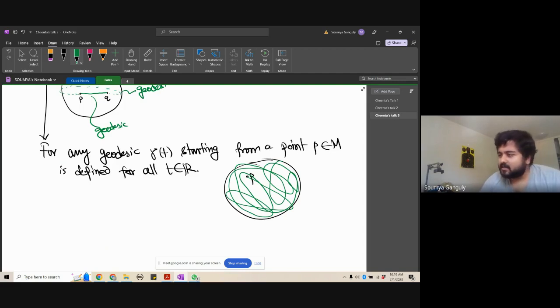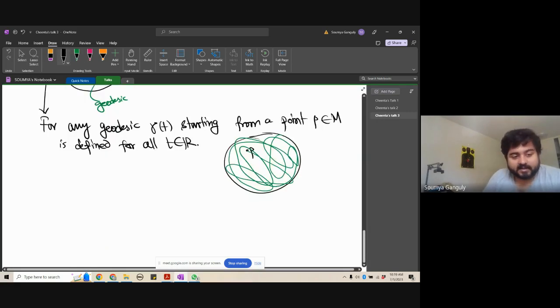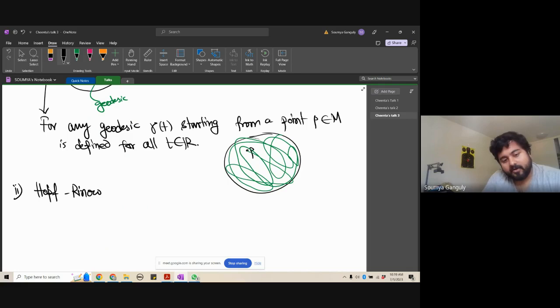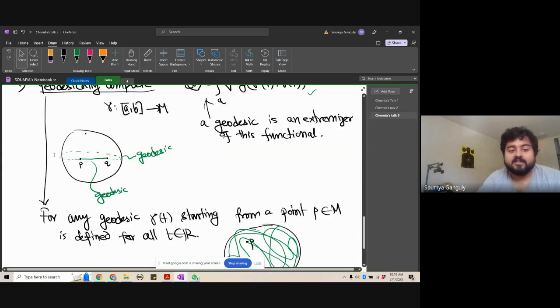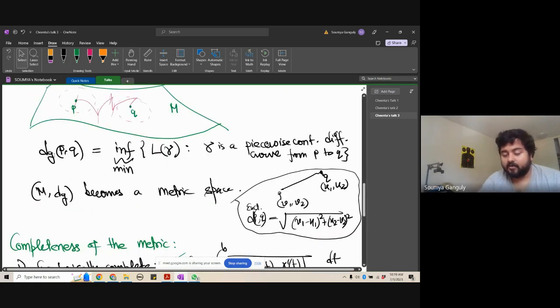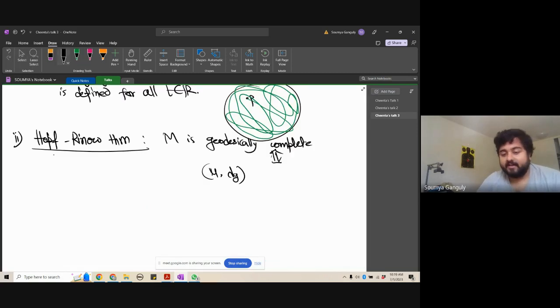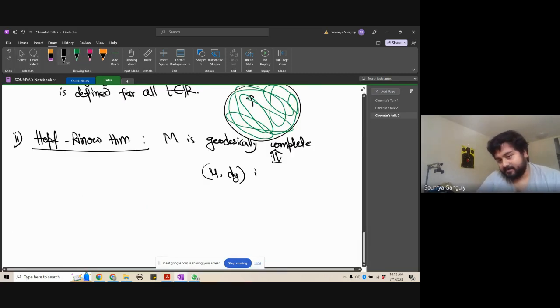Now, you might think that this is a very difficult way of defining something. Well, there is an easier notion to understand completeness. For that, we recall something called the Hopf-Rinow theorem, which again I'm not going to prove. M is geodesically complete if and only if (M, d_g), where d_g is the distance function that we defined from the metric before, is a complete metric space.